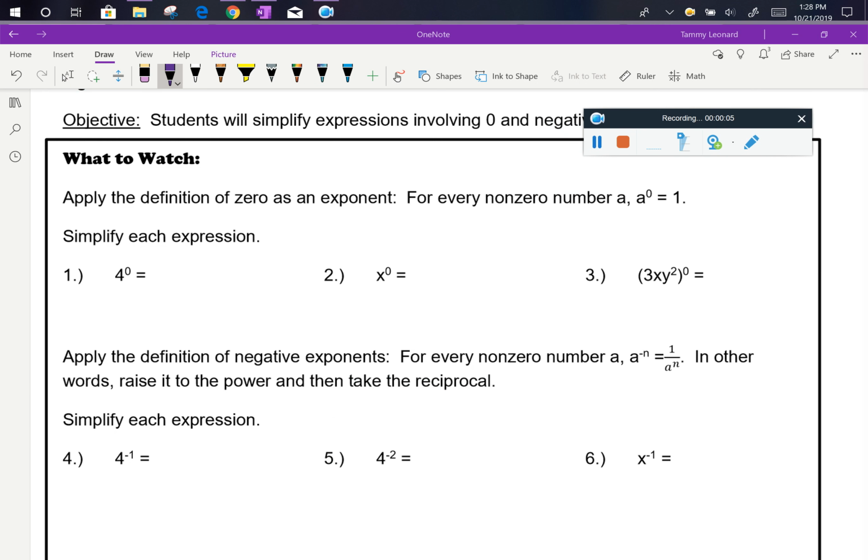Number 1 says 4 to the 0. Well, the definition says if we raise something to the power of 0, it equals 1. 2 says x to the 0. Same definition, anything to the power of 0 equals 1.